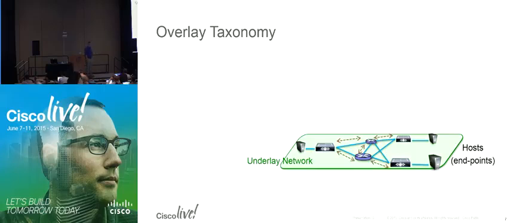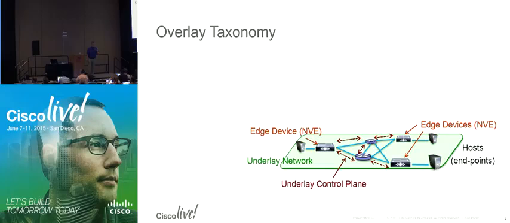In the underlay itself, I have a control plane to get reachability for all my different networking components down there. My routers, my switches, my forwarding happens there for that respective underlay. That underlay control plane talks obviously between what we call these edge devices, and it builds the reachability between these edge devices.